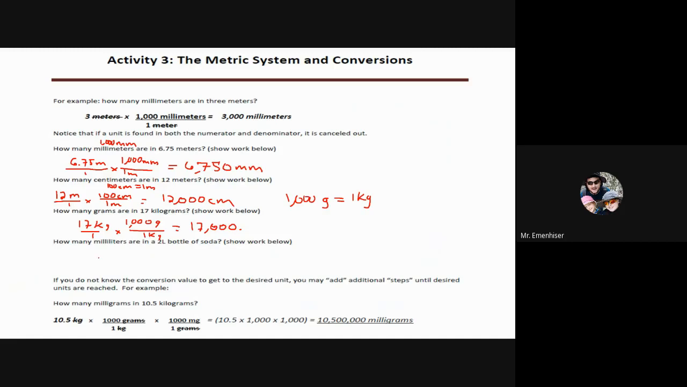How many milliliters are in a 2-liter bottle of soda? 2 liters over 1. I know that there's 1,000 milliliters in 1 liter from the definition. Notice that the unit that I need goes on top. I have to have liters here because these have to cancel. Those have got to kill each other. 2 times 1,000 is 2,000.